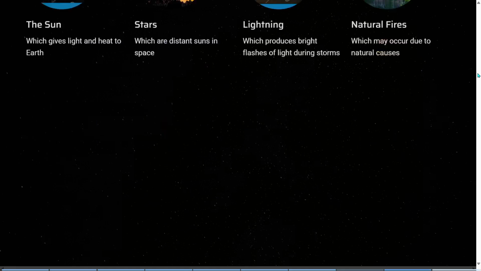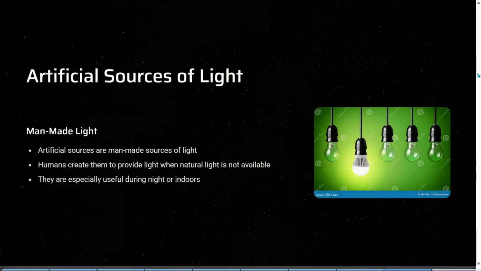Artificial sources of light. Artificial sources of light are made by humans. These sources are designed to produce light whenever we need it. They are especially useful during the night or in places where natural sunlight cannot reach.